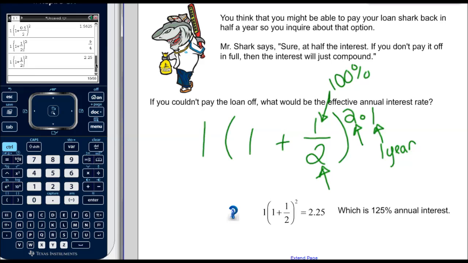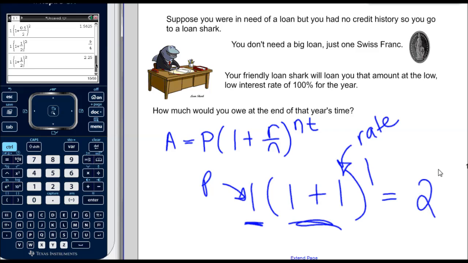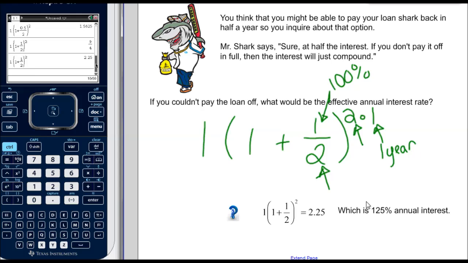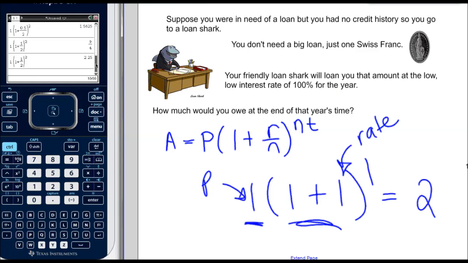Okay, so notice how that compares to if we just had a 100% rate. We're actually going to have to pay more. So if we can't pay it off in this first 6 months, we're going to have to pay more because we're paying interest on our interest, basically. So it's going to be even more expensive if we don't pay it off in the first 6 months. Every 6 months it's going to compound. So if we can't pay it off in a full year, we owe 2.25 francs compared to the 2 francs.